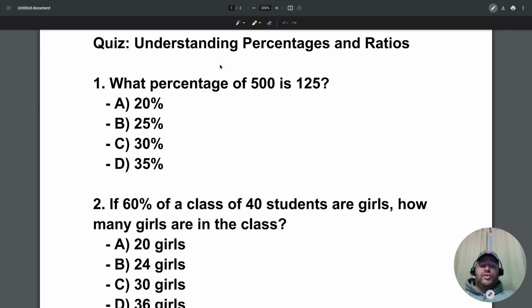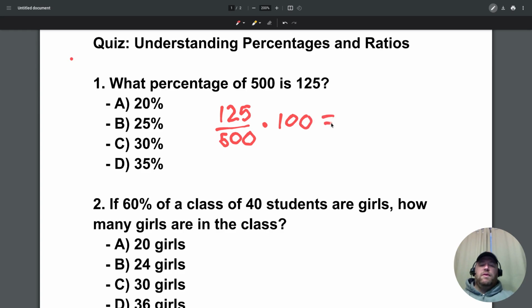So let's go through some of these problems, and maybe we'll see some of the shortcomings, because you do have to check your work with this AI stuff. It's not always accurate. But let's take a look at this first one here. What percentage of 500 is 125? Well, to figure that out, we're going to take 125 and divide it by 500. That's going to give us a decimal, and we'll multiply that decimal by 100.